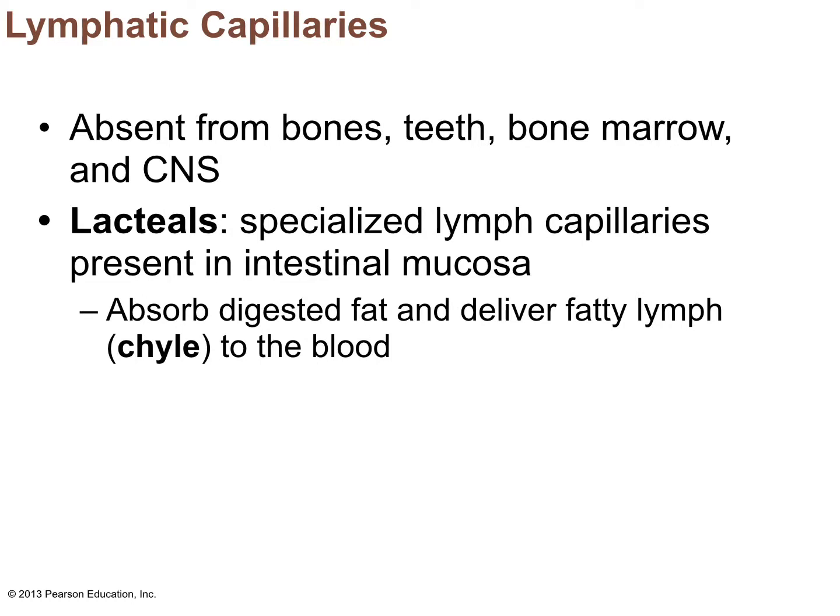Lymph is found in most areas except it's absent in bones, teeth, bone marrow, and the central nervous system, although there's some research showing that there's some lymphatics in the nervous system. Lacteals, these are specialized lymphatic capillaries we're going to talk about in the digestive system that are necessary to absorb some of the longer chain fatty acids.